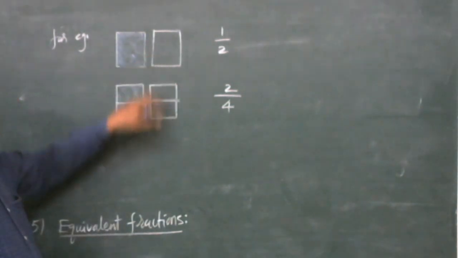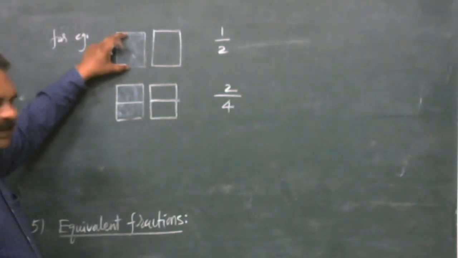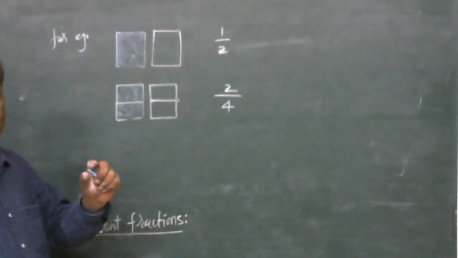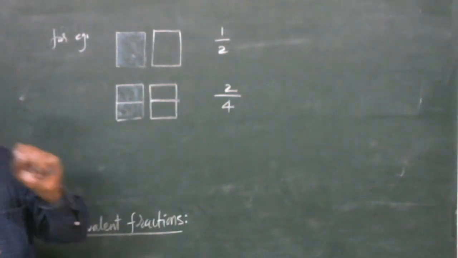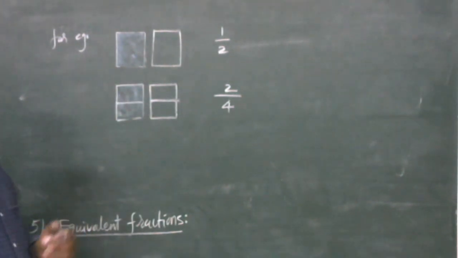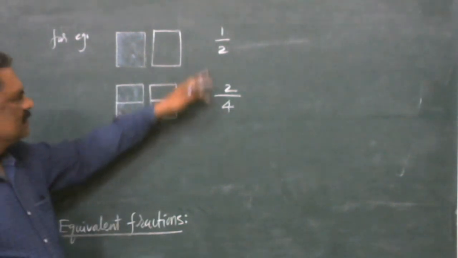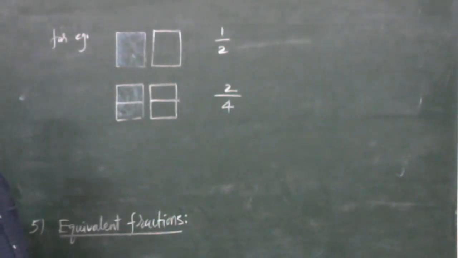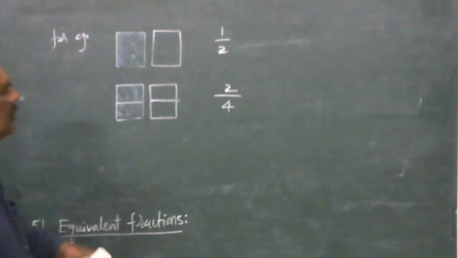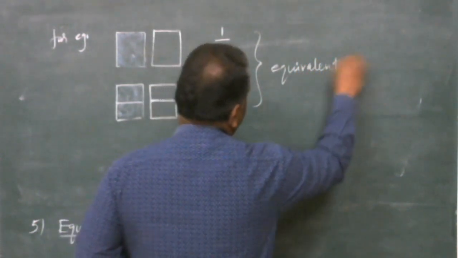Now what do you observe from this example? The quantity that you get is just 1 biscuit. So 2 equal pieces together will be equal to 1 whole biscuit. The quantity is the same, but the number of pieces is different. Such fractions are called equivalent fractions: quantities are the same, but the number of pieces is different.